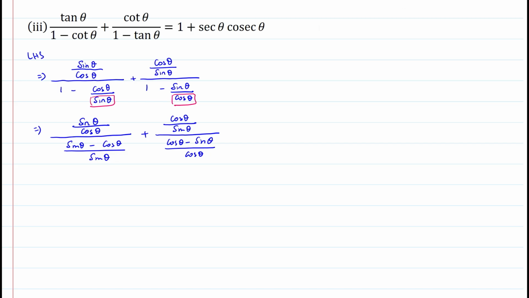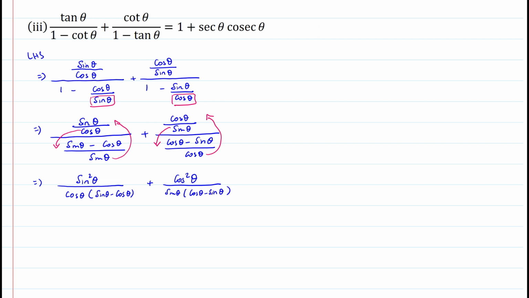Now, next step, cos will come down and sin will go up. Same thing will happen here, sin will come down and cos will go up. So, the next step will be sin square theta divided by cos theta into sin theta minus cos theta, plus cos square theta divided by sin theta into cos theta minus sin theta.